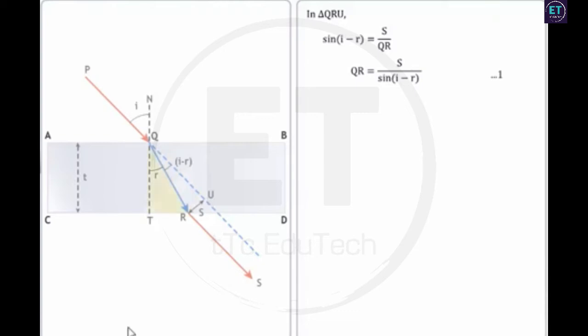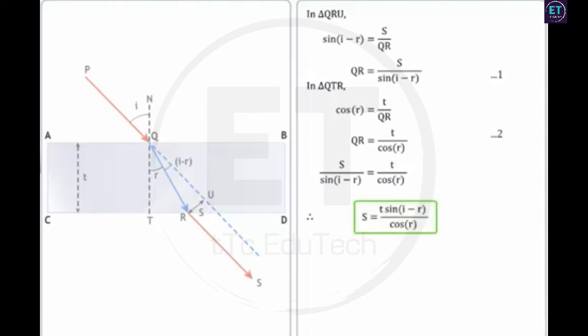Now consider the right triangle QTR. In this triangle, cosine of R is equal to the ratio of QT to QR, which is equal to the ratio of thickness T of the slab to QR. Thus, QR is equal to the ratio of T to cosine of R. This gives you equation 2. From equations 1 and 2, we get the lateral shift in the slab as S equal to T multiplied by sine of (I minus R) divided by cos R.